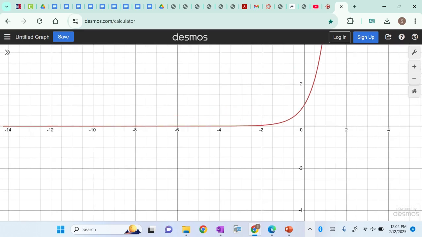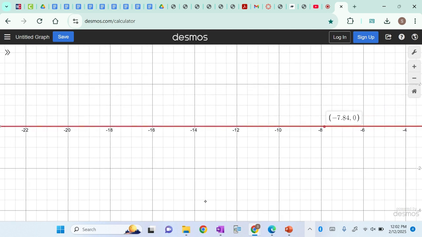Actually, it does that all the way across. Because what happens is that the decimals start getting so small, Desmos starts saying that it's at 0 because they're so infinitesimally small. But in reality, they don't actually cross. That's what Desmos does.